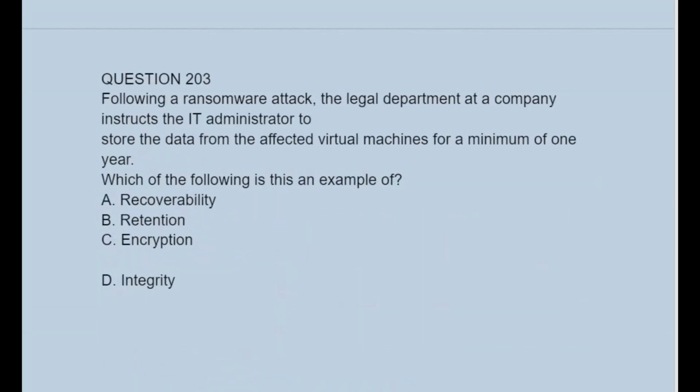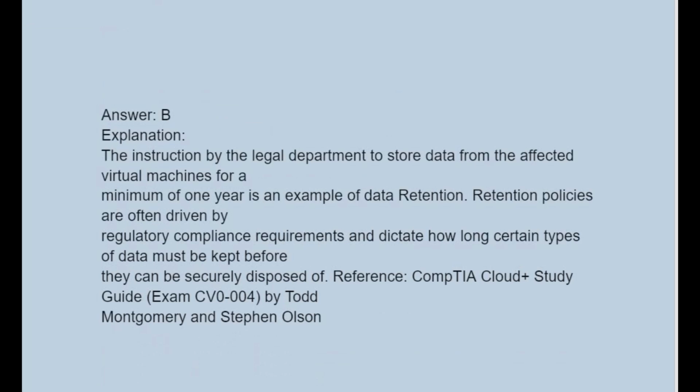Question is, following a ransomware attack, the legal department at a company instructs the IT administrator to store the data from the affected virtual machines for a minimum of 1 year. Which of the following is this an example of? Option A, recoverability. Option B, retention. Option C, encryption. Option D, integrity. Correct answer is option B.